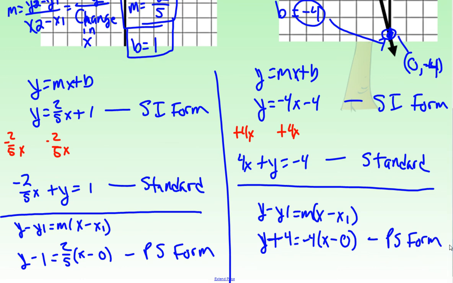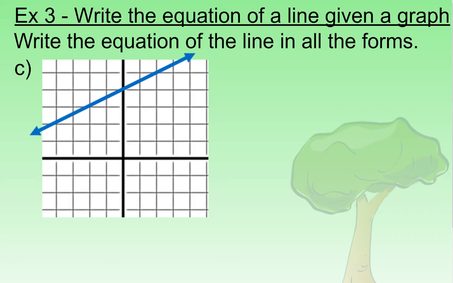So hopefully you're seeing it's a lot easier and quicker to go from a graph to an equation. There's less algebra involved. You can get most of the information you need right from the picture, which is awesome. You just got to be able to decipher the picture. So here's one for you to try to decipher. From this, write the equation of the line in all the forms. Pause the video, take your time, do it now. When you're ready to continue, hit play, and we'll go through it together.